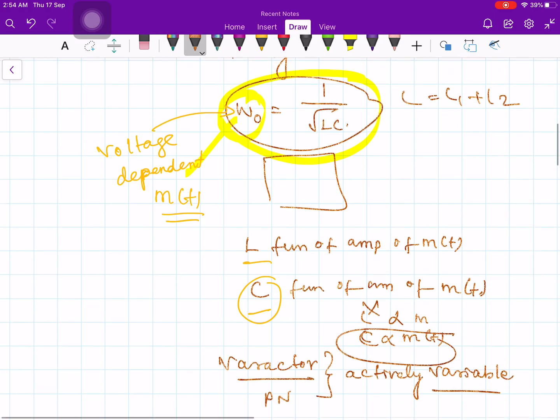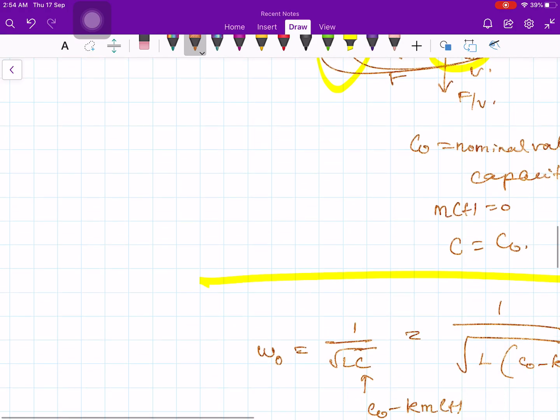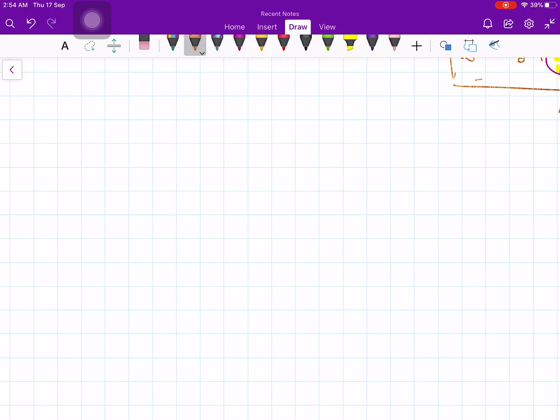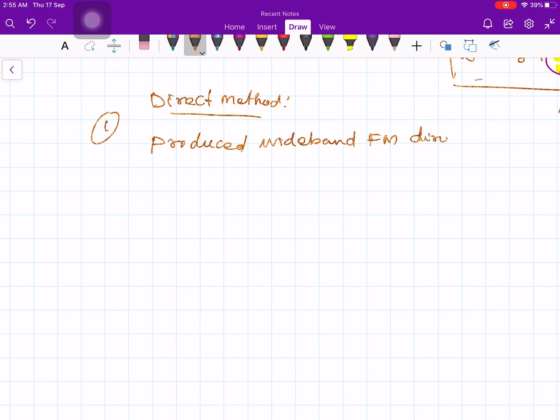Let me comment on some important points. Point number 1: the direct method produces wideband FM directly, but this is not possible in the indirect method. Why? Because the indirect method generates narrowband FM, and from narrowband to wideband you have to move on. And the second point is that, however, it can be made to have the required frequency stability.